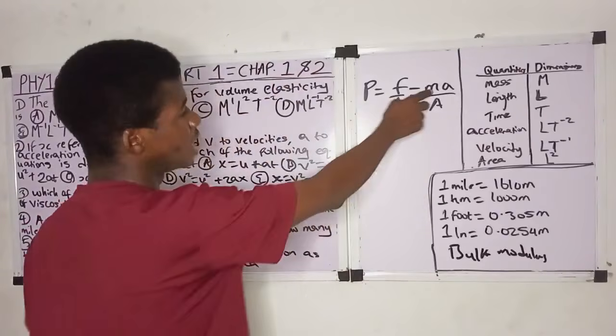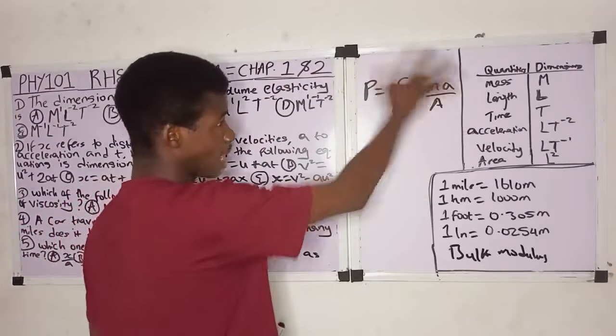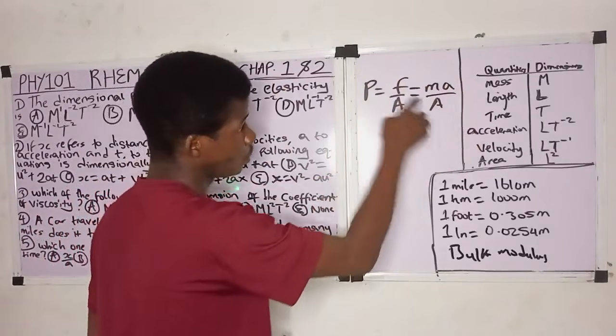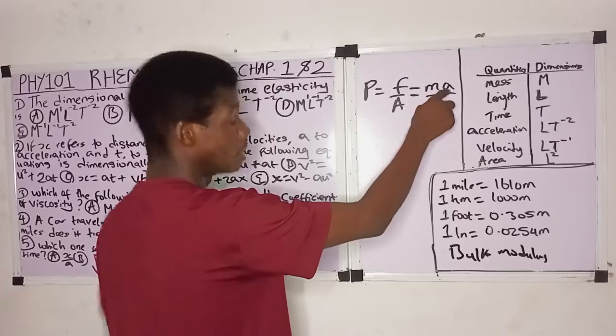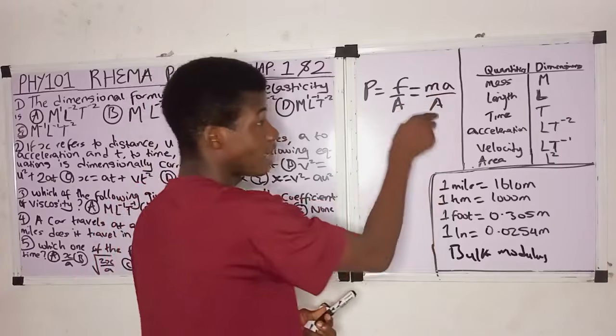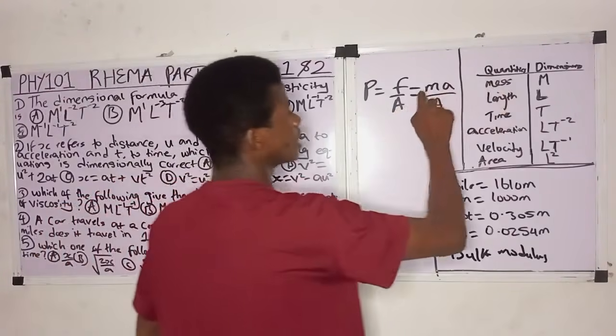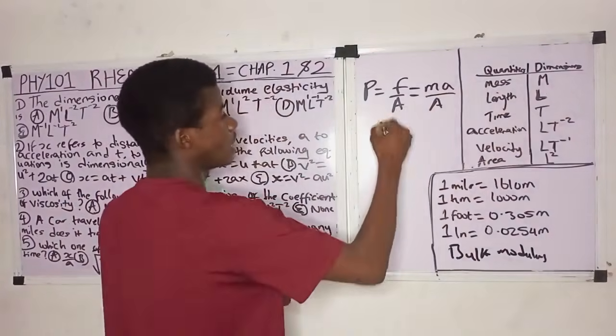Now let's continue. We have broken down pressure into this form: pressure is equal to force over area. Then force is equal to mass times acceleration, divided by this area. Now, what is the dimension for mass? The dimension for mass is capital letter M, right?